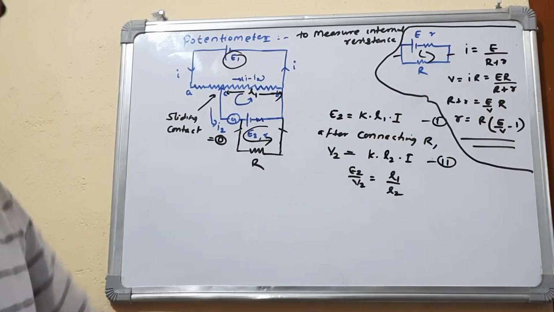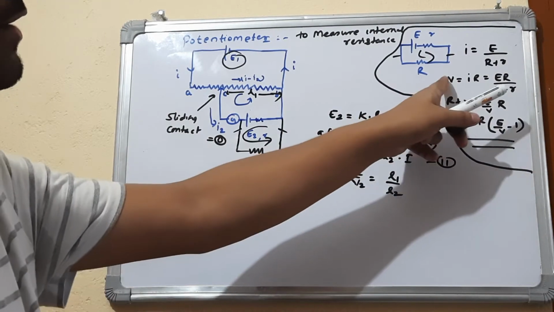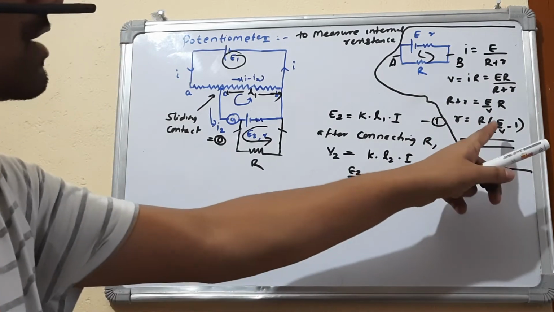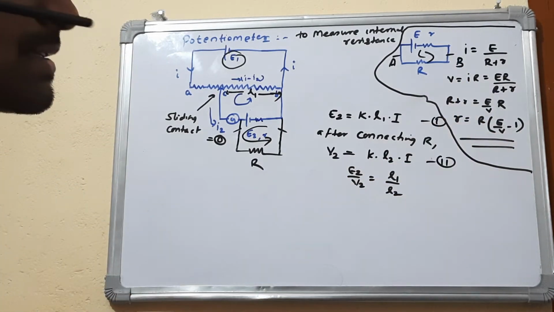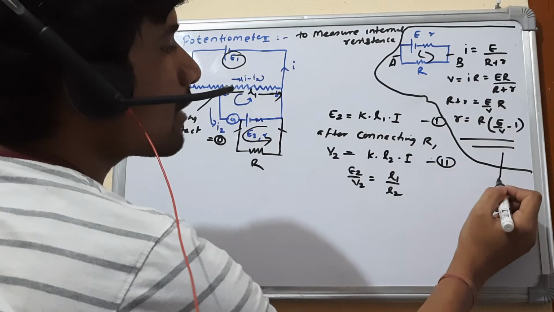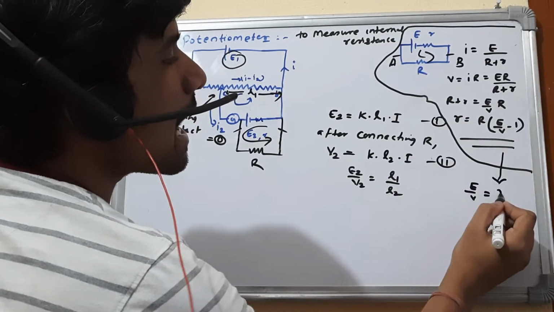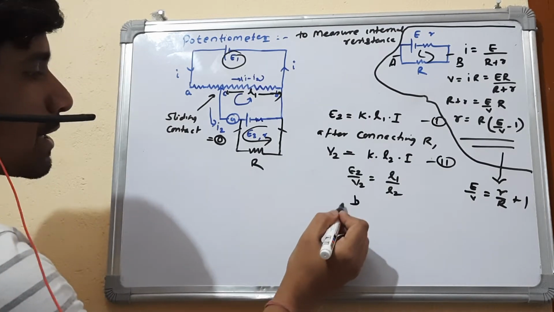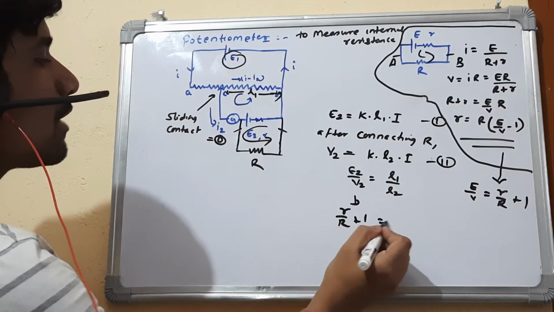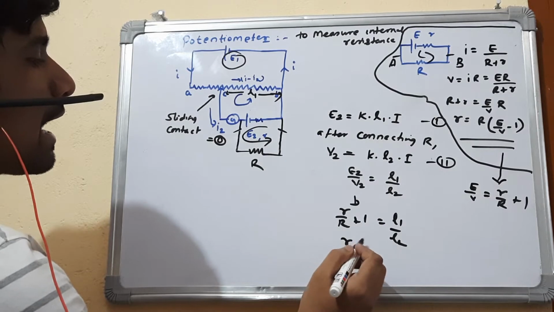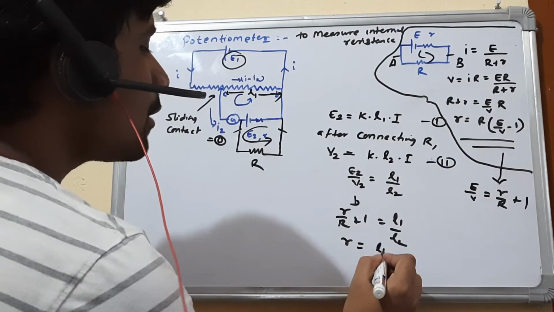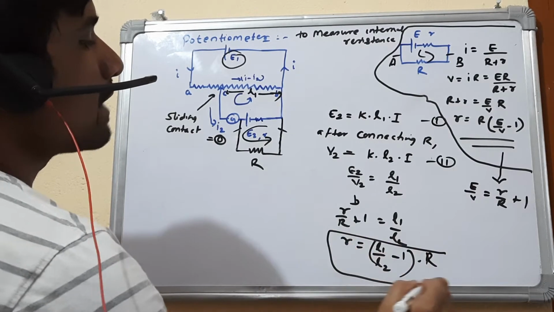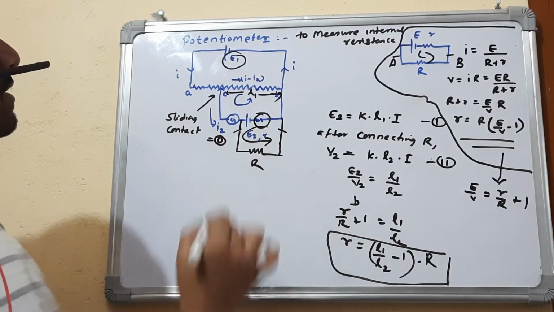So I is nothing but E upon R plus r. And if I calculate V between these points A and B, it is I into R. And the ratio, the R and r relation, is given by this. So from here, if I calculate the ratio, it becomes r by R plus 1, equal to L1 by L2. So r will become L1 by L2 minus 1 into the known resistance R which we have. And this is how we are able to calculate the internal resistance of this cell, which is small r.